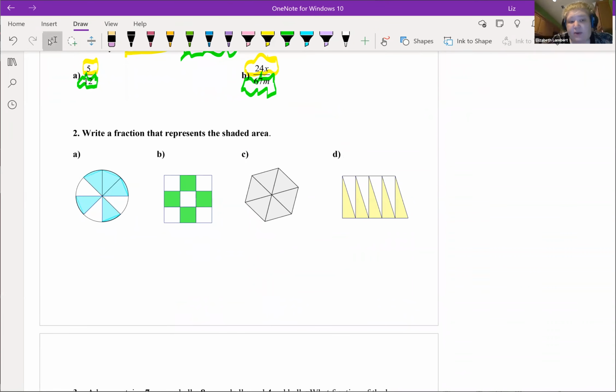All right, so now we have pictorial representations of fractions. Yay, pictures. So we have to write a fraction that represents the colored or shaded area.